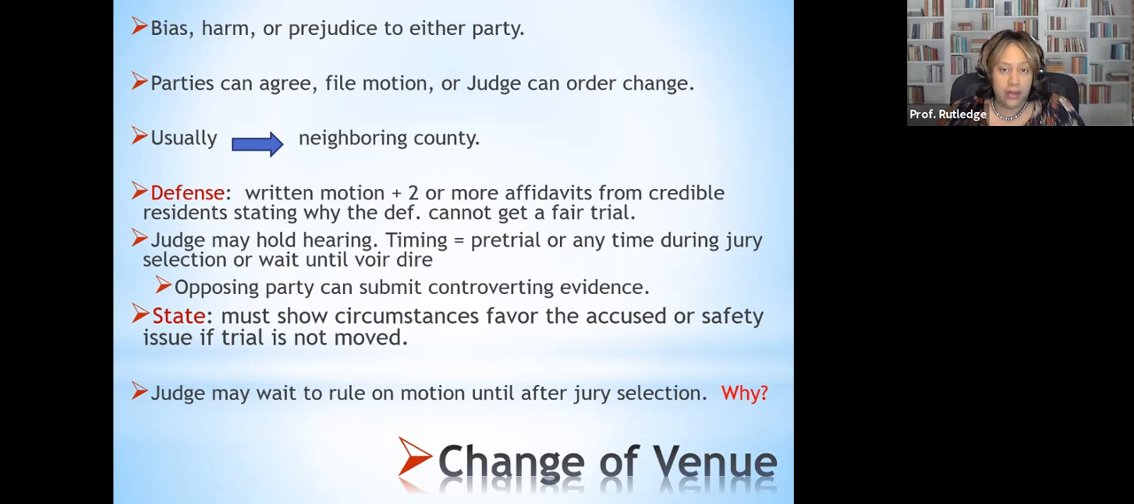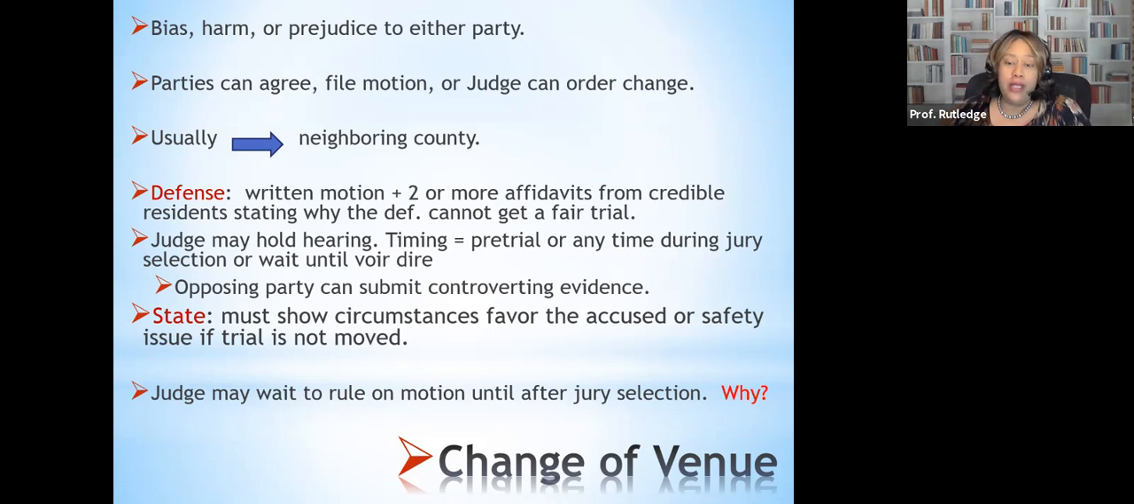They don't go to another state. You guys know that. And it's really hard if they go several counties away because of the travel, which we're going to talk about in a moment. So if the defense wants to change venue, he or she has to file a written motion with two or more affidavits from credible residents stating that the defendant cannot get a fair trial, and in the affidavit they have to outline that there's a great prejudice and a dangerous combination of influential persons against him or her.